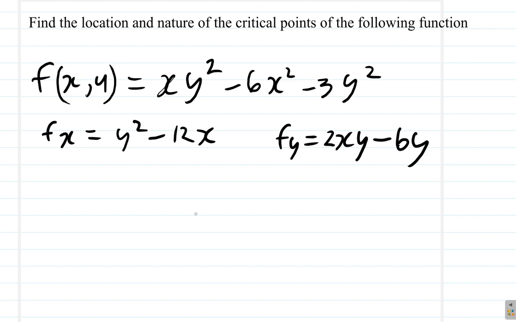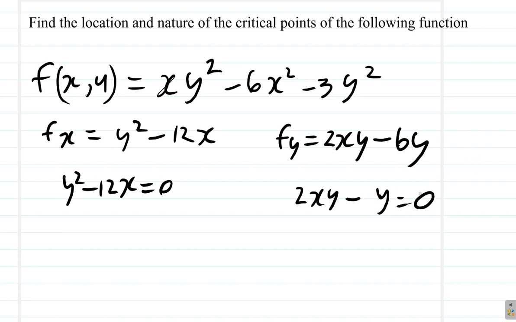Now let's equate each of them to 0. We have y squared minus 12x is equal to 0. Good. We also have 2xy minus 6y equals 0.